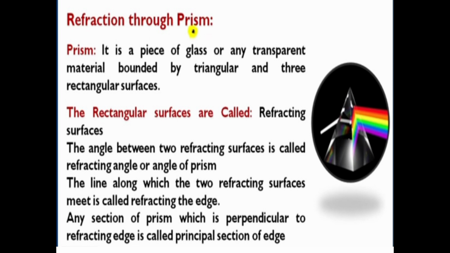Now we will see refraction through a prism. This is just the basic introduction. I am introducing the topic refraction to you. Detailed study we will do in the next session. Refraction through prism. A prism is a piece of glass or any transparent material which is bounded by triangular and 3 rectangular surfaces. As we can see here, the prism is given.